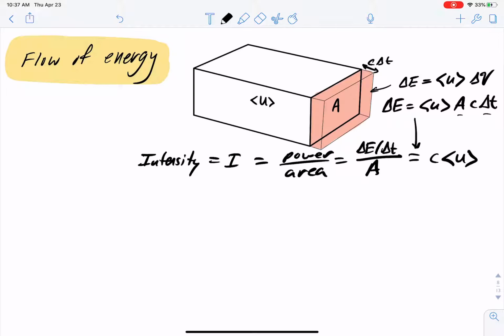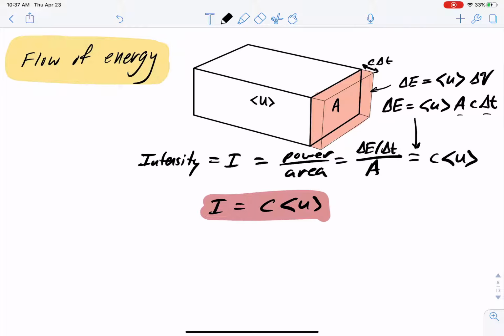Okay, so it's a super simple result. The intensity is power per area, so the number of watts, the energy per time per area, is just the speed of light times the energy density. And the energy density we know we could write in terms of electric field strength.